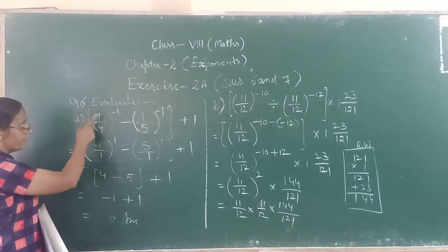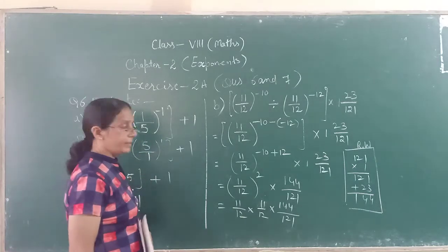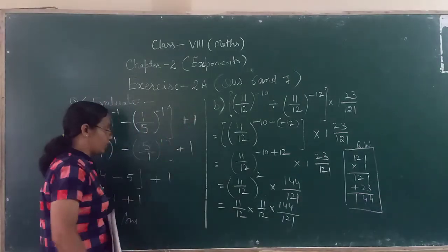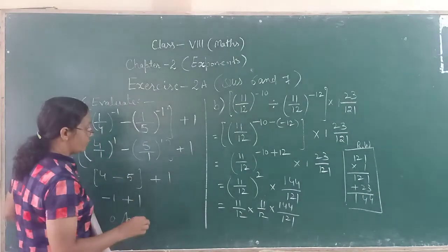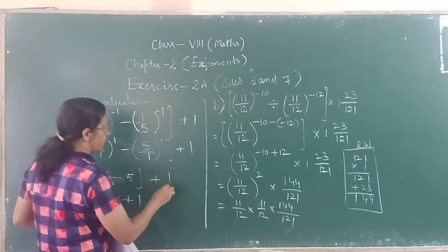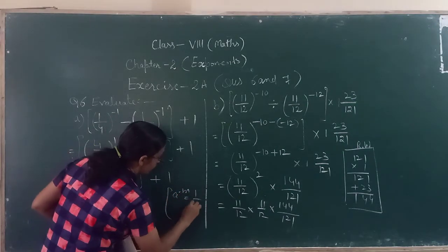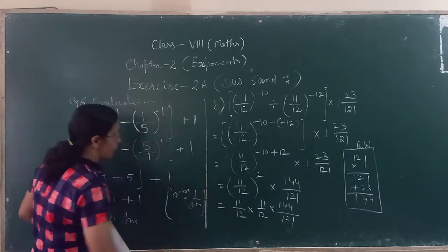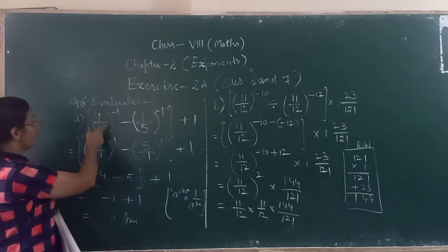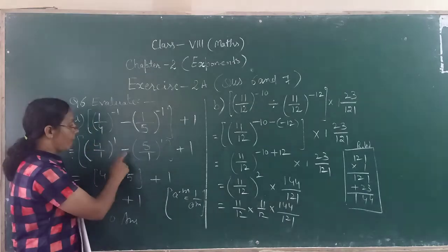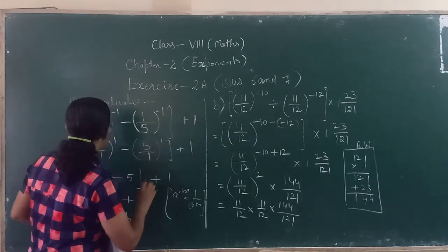That is A part: (1 by 4 raised to power minus 1 minus 1 over 5 raised to power minus 1), bracket closed, big bracket plus 1. So you know well, if we have the inverse power, how do we make that positive? Here I will show you: A raised to power minus m is equal to 1 over A raised to power m. We can write this as 4 over 1 raised to power 1 minus 5 over 1 raised to power 1, bracket closed, big bracket plus 1.